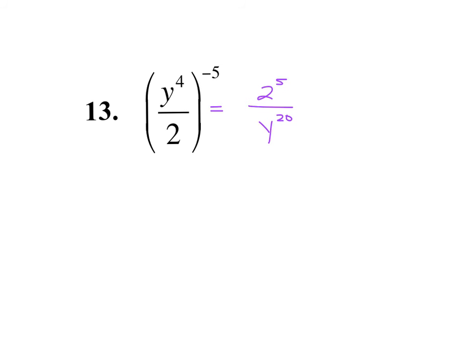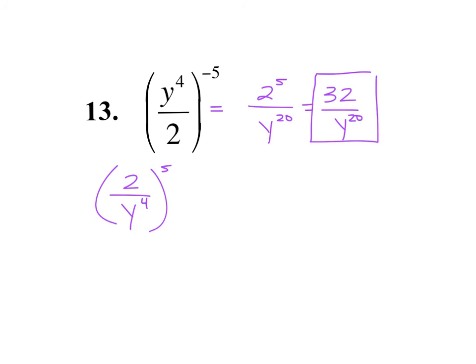If you need a simpler breakdown, you're doing this, right? Flip it over. We'll get rid of the negative, so it's all just to the 5th power. Then it's 2 to the 5th, y to the 20th. And 2 to the 5th power is 32. Y to the 20th we can't do anything with, so it's just going to stay put like that. And that would be your answer.